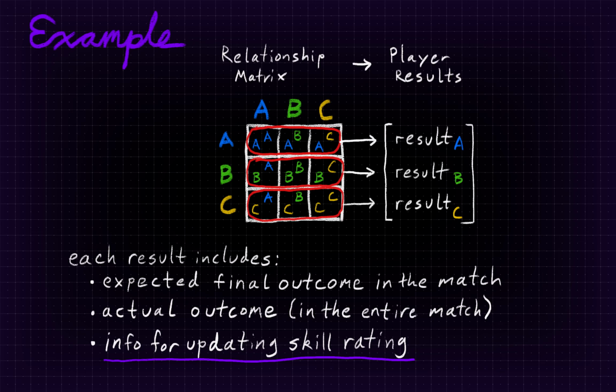Finally, we can take each player's relationships and squash them into a single result per player. So we reduce each row into a single result, which tells us things like how we expected each player to perform in the match, how they actually performed, and what their new skill rating should be.